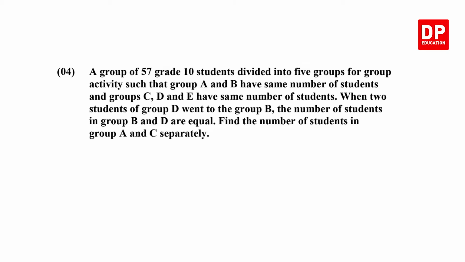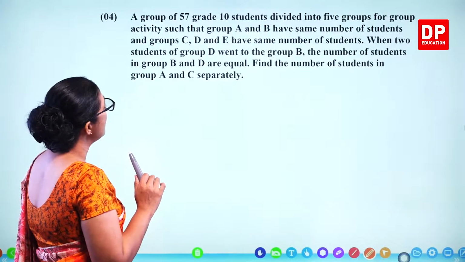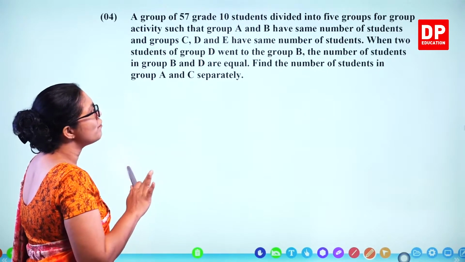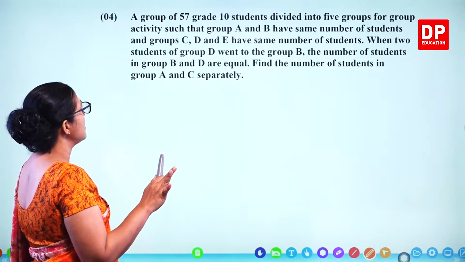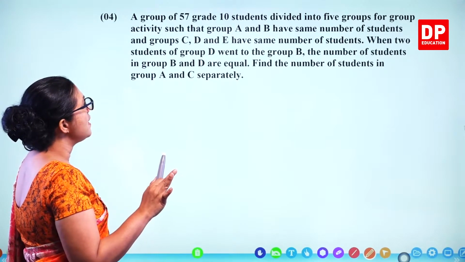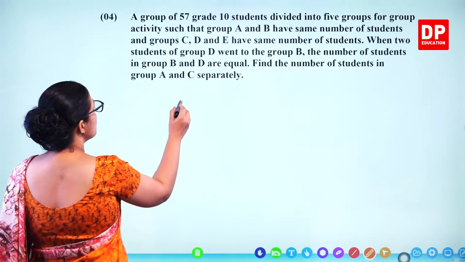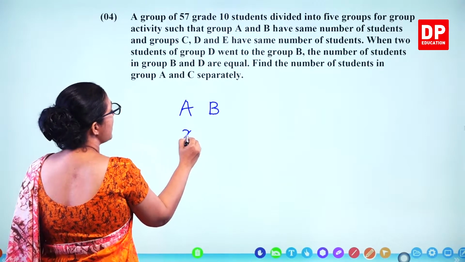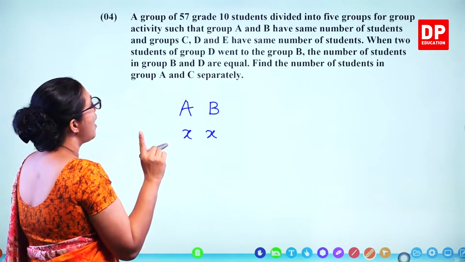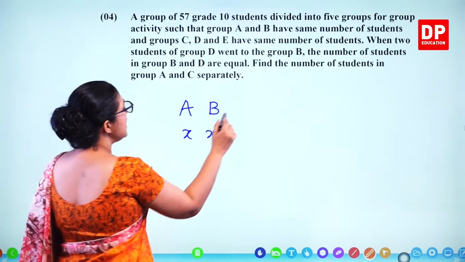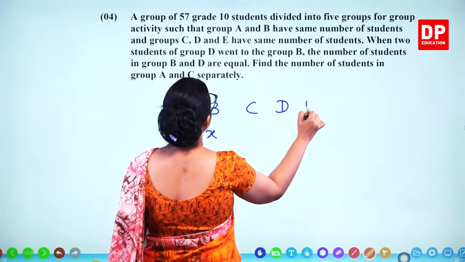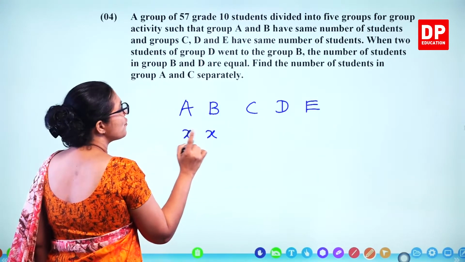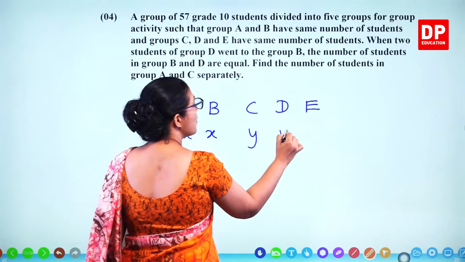Let's do question number 4. A group of 57 grade 10 students divided into 5 groups for group activity, such that groups A and B have the same number of students. Same number, we'll say x and x. And groups C, D, E have the same number of students. So we'll take another number, y.